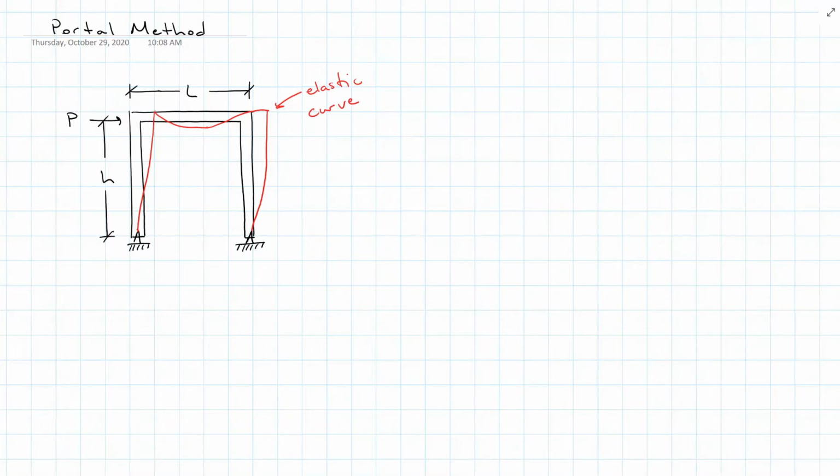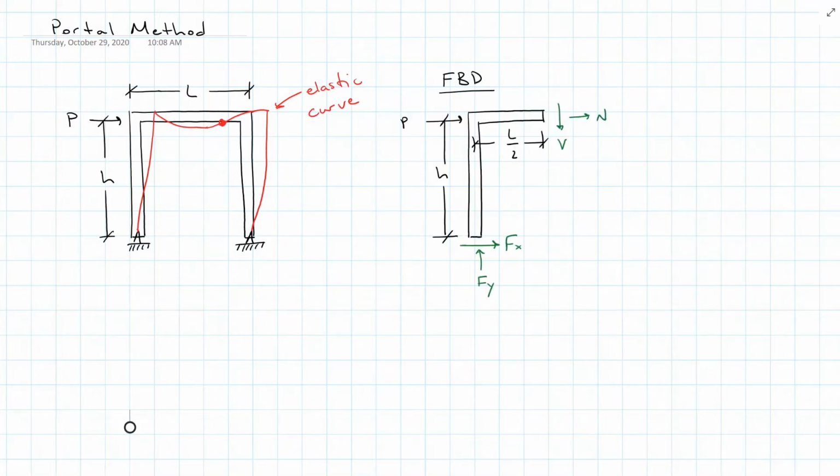And what we're going to find is approximately in the middle here, I have a point of inflection where I can assume zero moment. With this zero moment assumption, I can then draw a free body diagram of half of the frame where I have my reactions at the pin, force X and force Y, and then I have my internal forces along the girder of shear and normal, where moment is equal to zero.